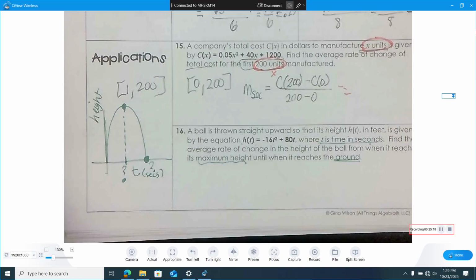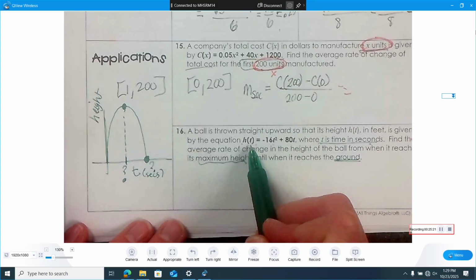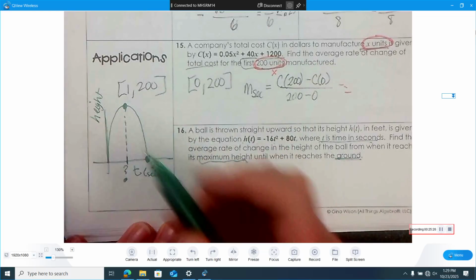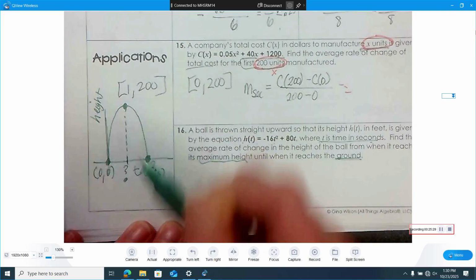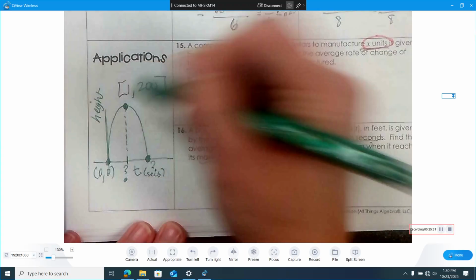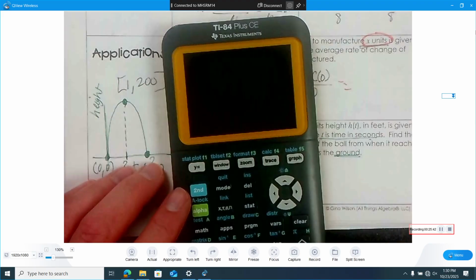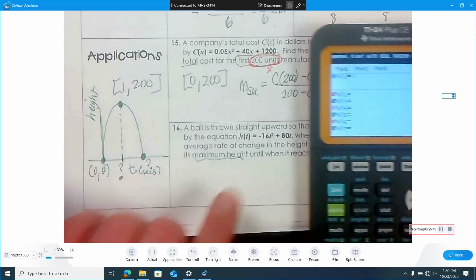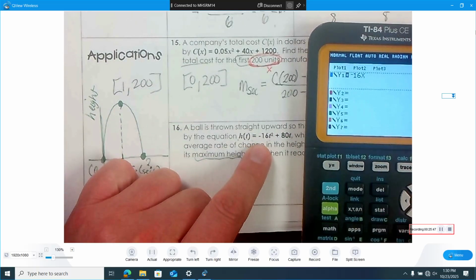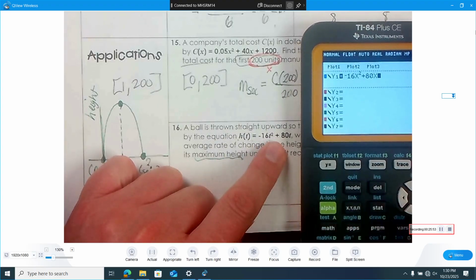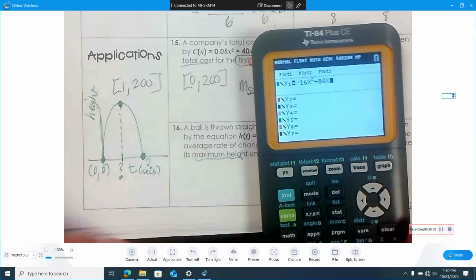H of 0, if I plug in a 0, is going to give me this point, certainly 0, 0. So how are we going to find the maximum? We have an equation. Plug it into the calculator. Sure, let's plug it into the calculator. All right, so I'm just going to use an x, not a t. Negative 16x squared plus 80x. All right, I got that in my calculator.